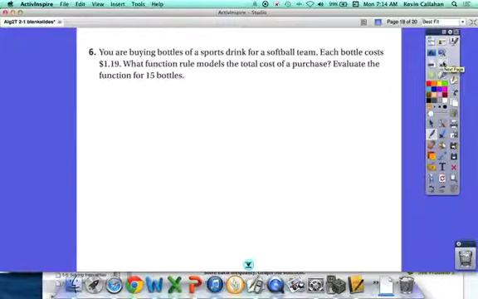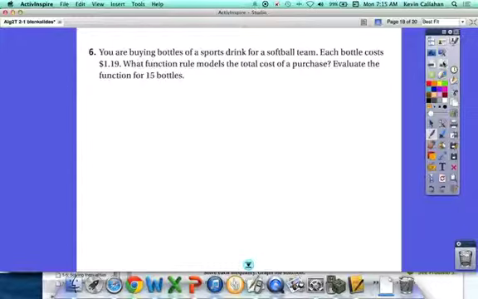Okay, there will be a word problem in homework, which is somewhat similar to this. This is the you try, check for understanding underneath what they call problem 6. It says you are buying bottles of a sports drink for a softball team. Each bottle cost $1.19. What function rule models the total cost of the purchase? And evaluate the function for 15 bottles. Now, my guess is that if you were given that question on a test, you would get it right almost every time without anything that we're learning in this lesson today.